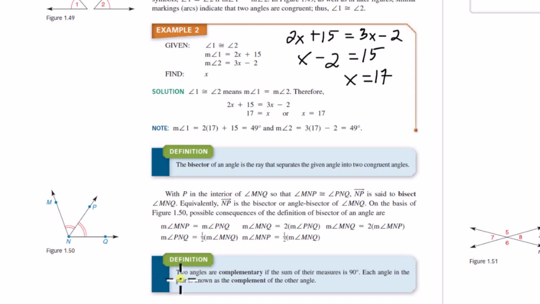All right, another definition. Two angles are complementary if the sum of their measures is 90 degrees. Each angle in the pair is known as the complement of the other angle. This is a little bit confusing, because you might be thinking, I thought complementary angles had to be acute angles. This seems to suggest you can have negative angles, just like a coordinate system. So if you had minus 120 plus 30, an angle of minus 120 degrees and an angle of 30 degrees, are those two complementary?